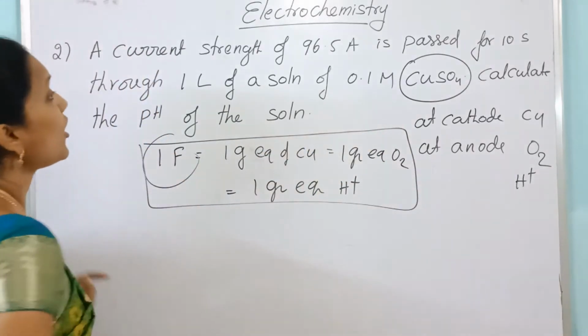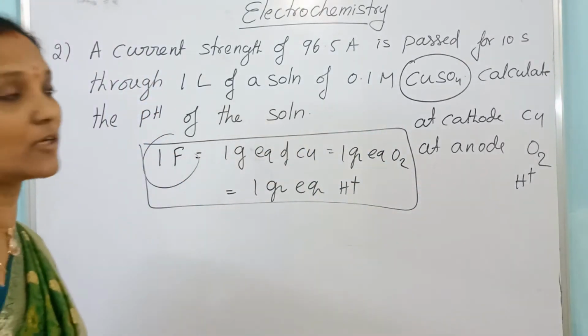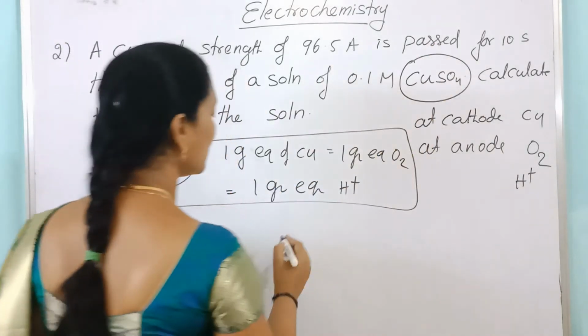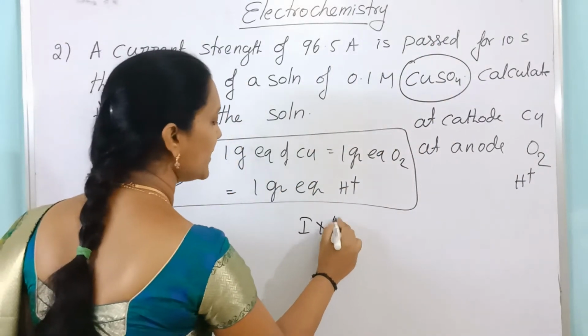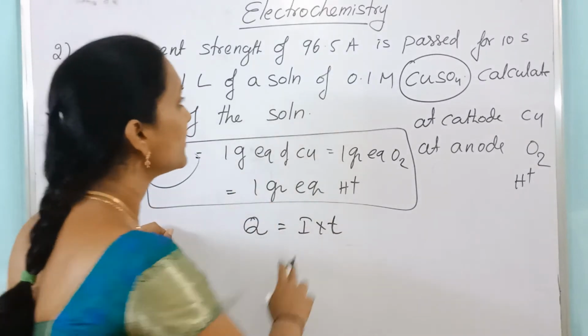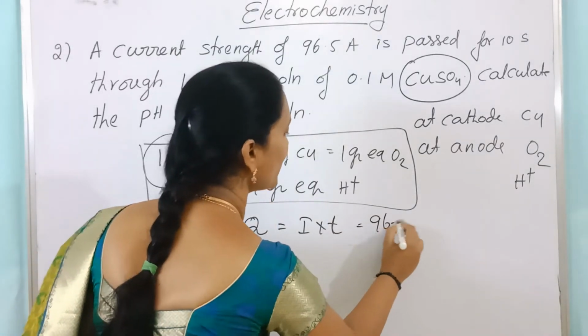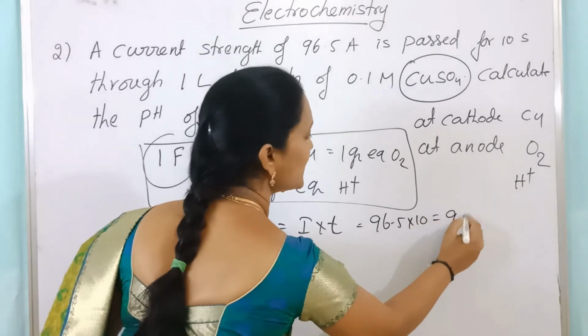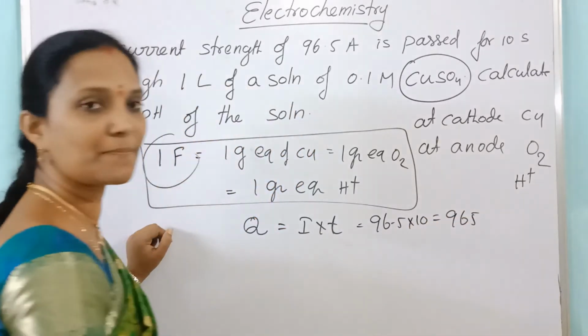Okay. Now how many Faradays passed? Faradays are not given. I is given, T is given. I into T is equal to quantity of electricity, in coulombs. Now it is equal to 96.5 into 10, 965 coulombs of electricity passed.